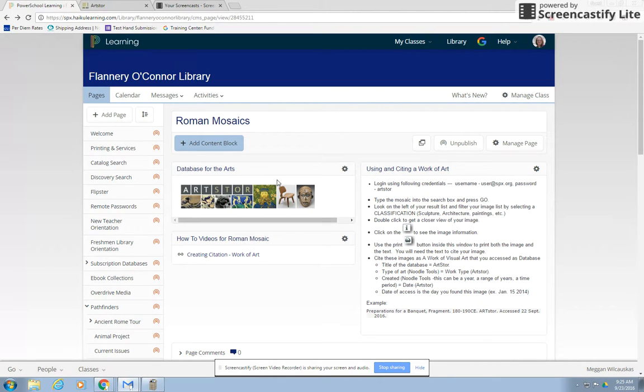So I'm on the Pathfinder for Roman mosaics, which is on the Flannery O'Connor Library under Pathfinders. And you're going to click through to Artstor. Remember that you're going to need a password to get into Artstor. It's right there. I can't put it on the internet, so you'll have to click through yourself.